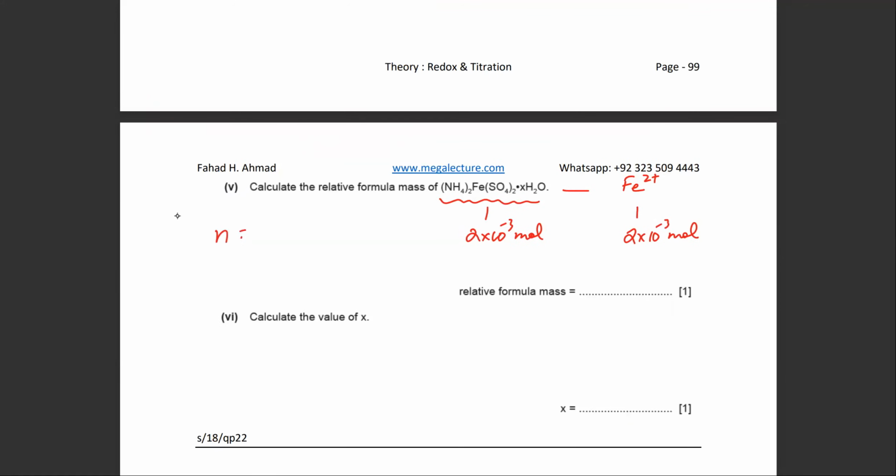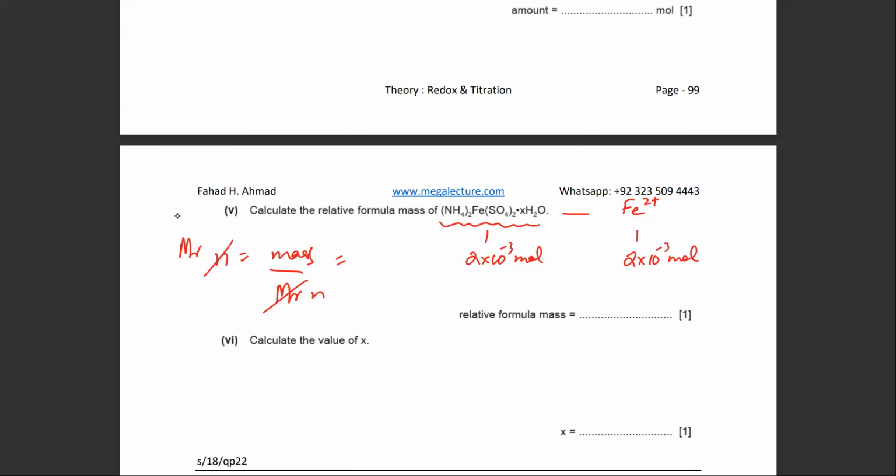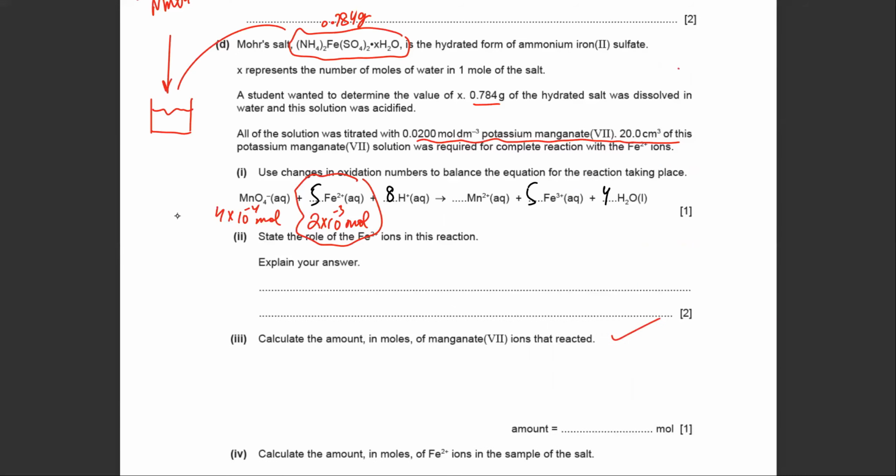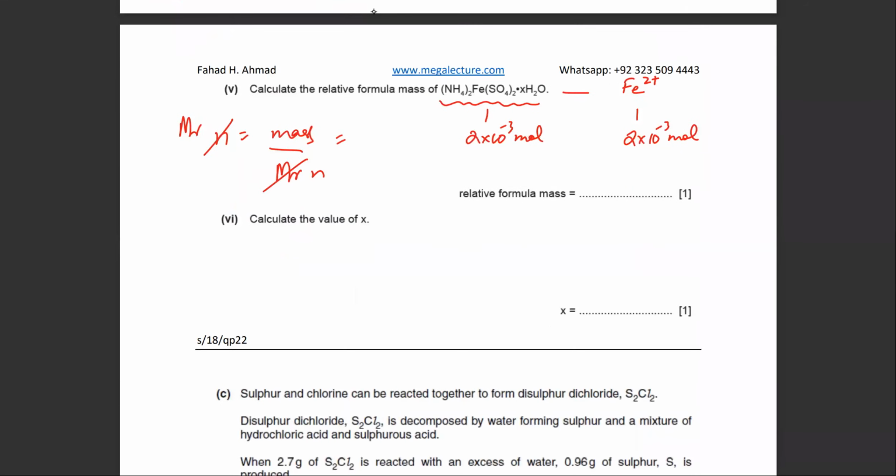Anyway, he's asking you to find the formula mass. We know that moles is mass divided by MR, and the formula mass, which is MR, is mass divided by moles. We do have the moles, we do have the mass as well. Both things are known. The mass was already given as 0.784 grams. The moles are 2 into 10 per minus 3 moles.